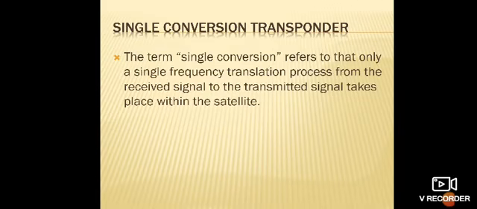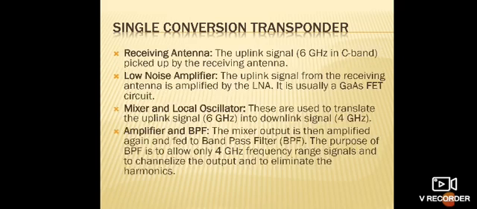The term single conversion means that only a single frequency translation process, from the received signal to the transmitted signal, takes place within the satellite. The first one is the receiving antenna, where the uplink signal, that is 6 gigahertz in C band, is picked up by our receiving antenna.